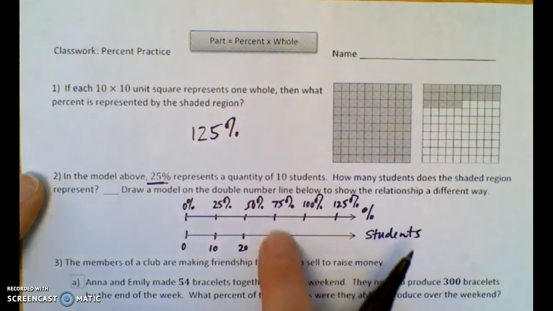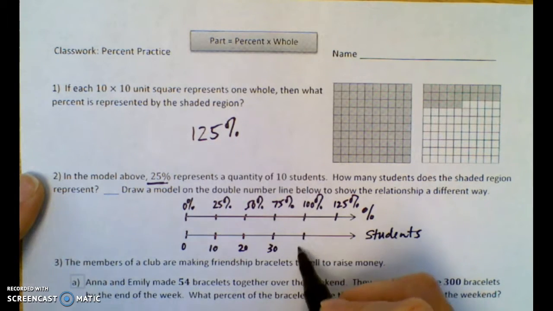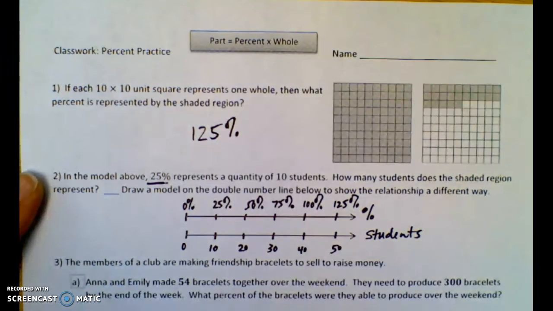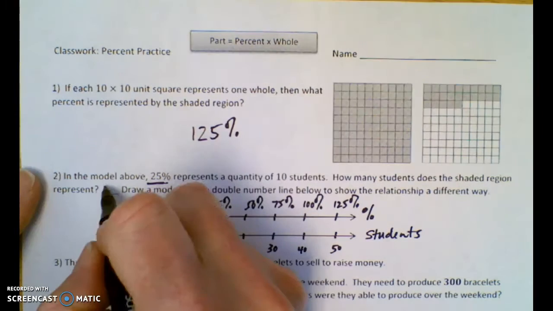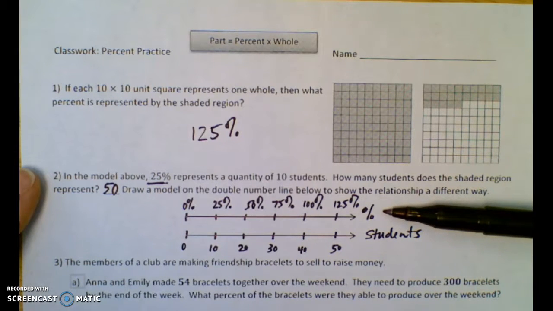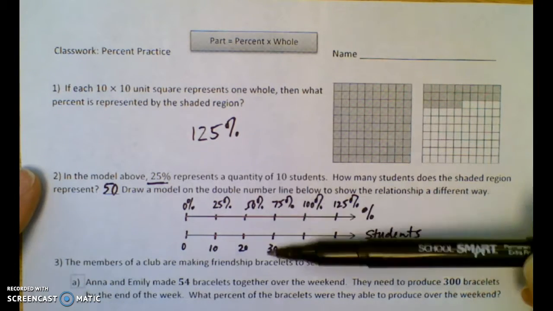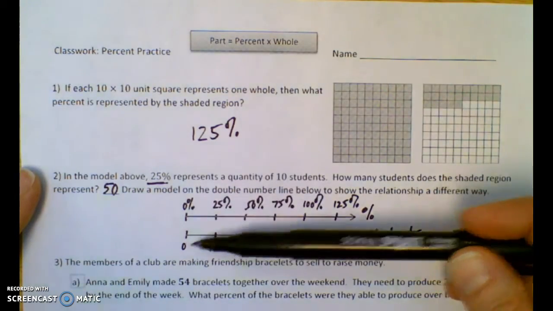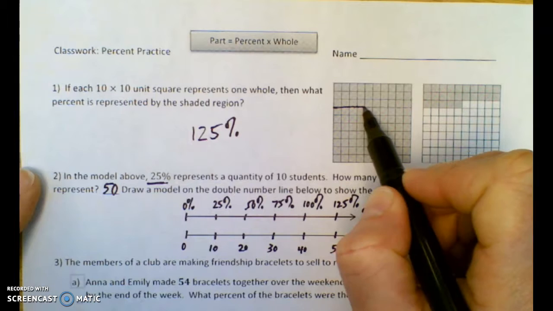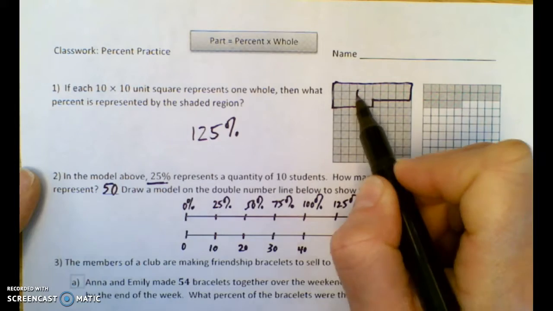If we increase by 25%, it means we're increasing by another 10 students, and another 25% gives us another 10 students, and the final 25% gives you an additional 10 students for a total of 50 students. So the double number line again has one number line for the percents that you're going to draw across from the students, and this allows you to see that each increment increases the same amount, but it just means something a little different.